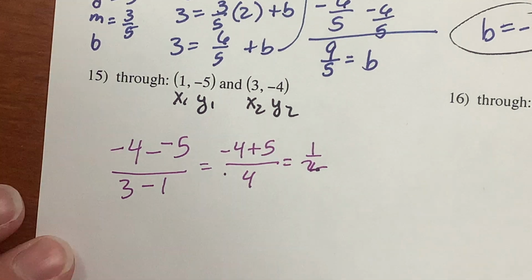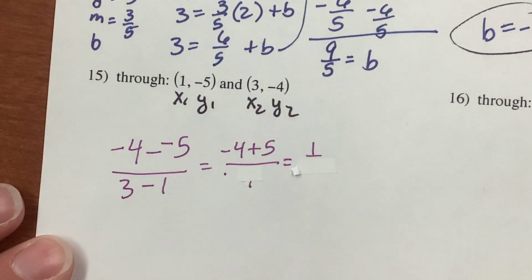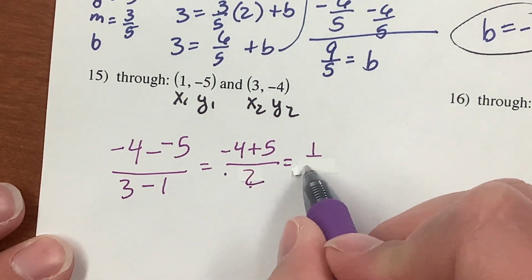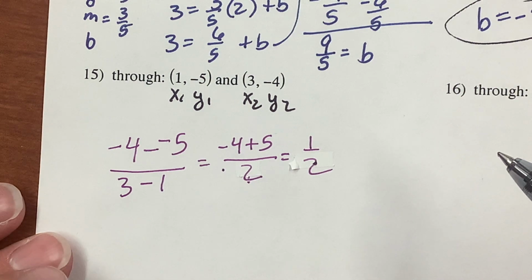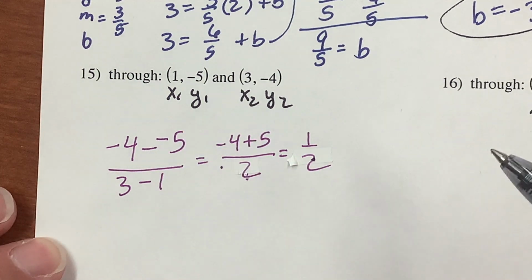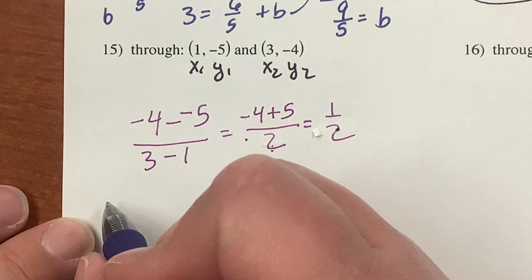See? Fractions. Not loving them. 3 minus 1 is 2. So my answer is 1/2. At least that's a nice fraction. No. And both my x's are odd, so it's not even going to work out. Again, humbug. Here we go.